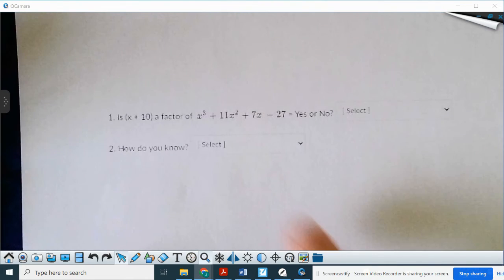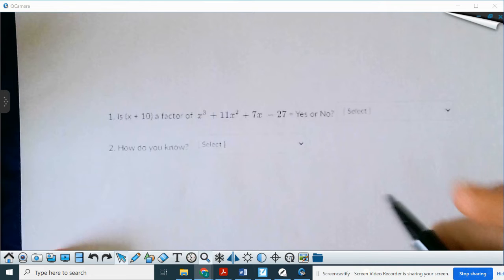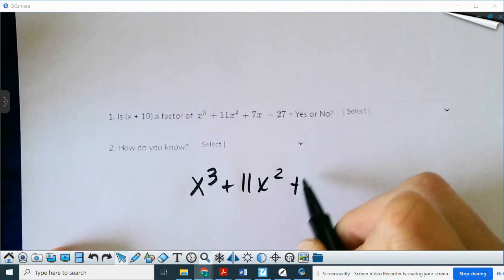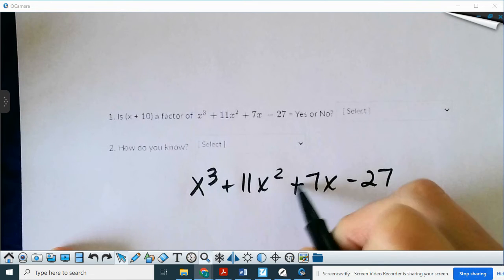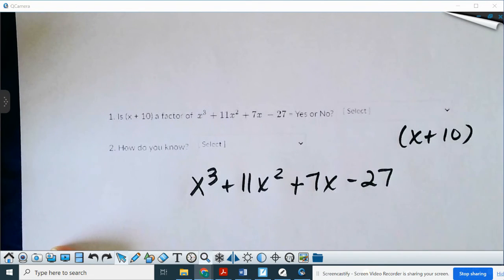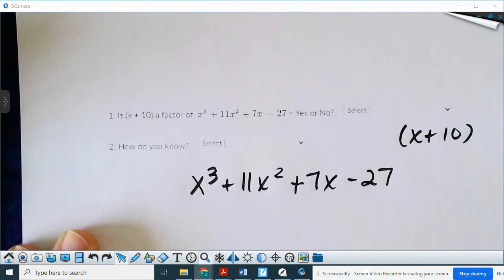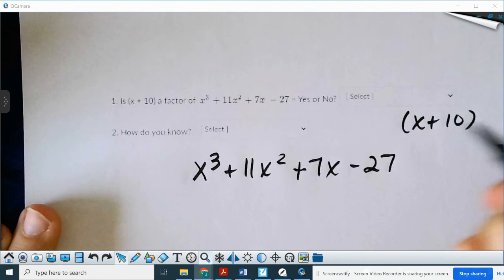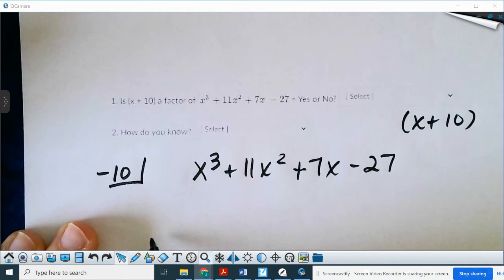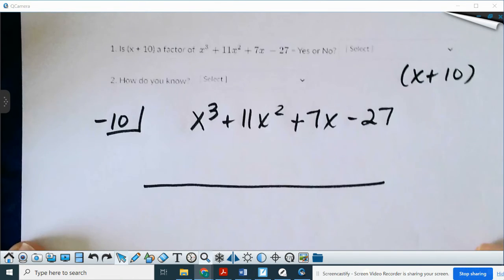Now, this one had drop downs on our quiz. So as far as we have x cubed plus 11x squared plus 7x minus 27, again, making sure you can read it. Is x plus 10 a factor? So yes or no. You could do this lots of ways. You could synthetically divide, which I will probably do this time just because we haven't done any of this for this review, just for practice.